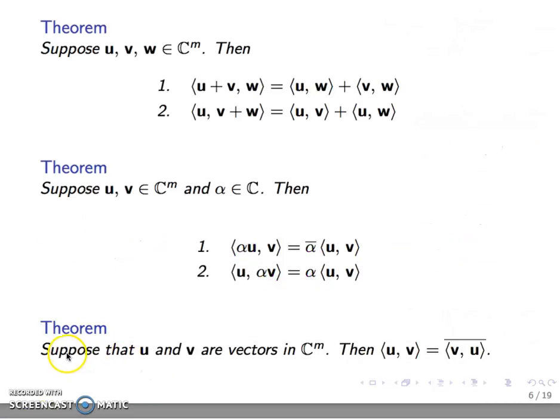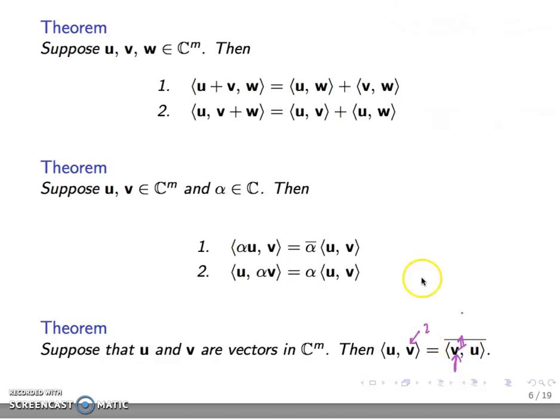So the next property we study here has to do with realizing that if we have two vectors u and v, then the order in which they are listed in the inner product matters. Okay, this is telling us that the inner product of u and v in that order, u first, v second, is equal to the conjugate of the inner product of v comma u, where v appears first. So you see there is a reverse. Here v appears second, and now here v appears first.